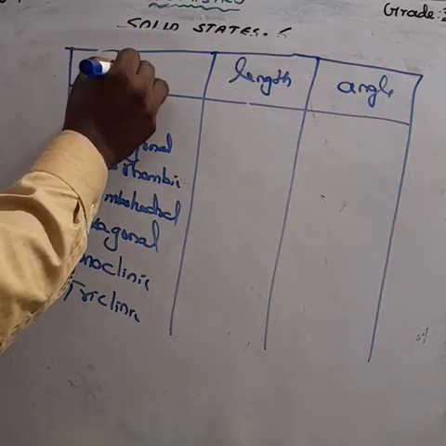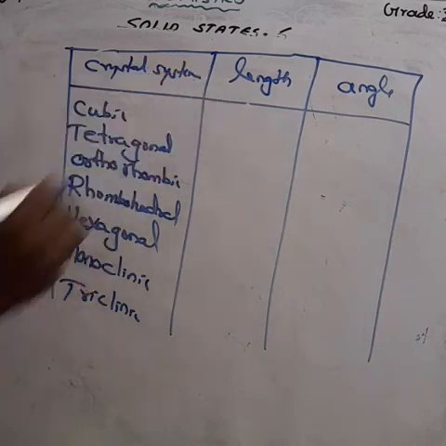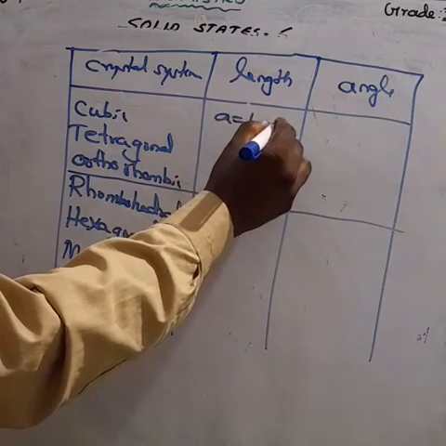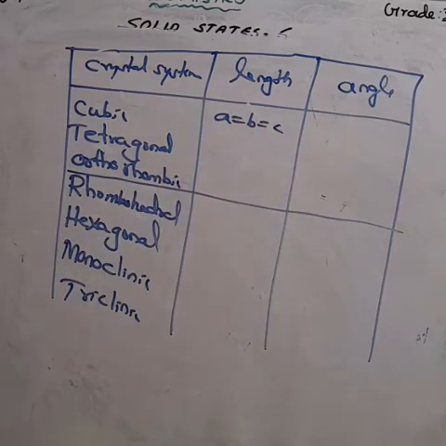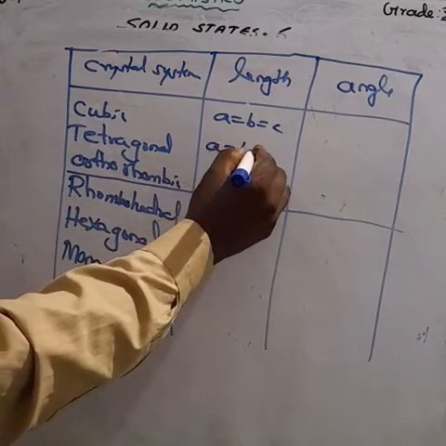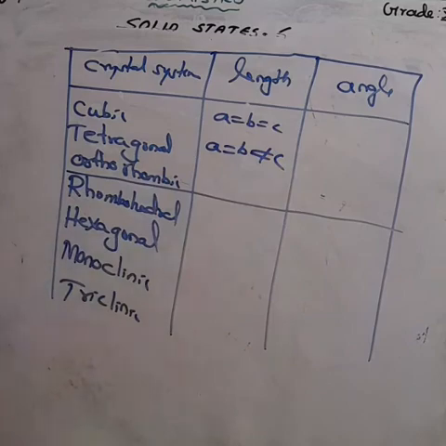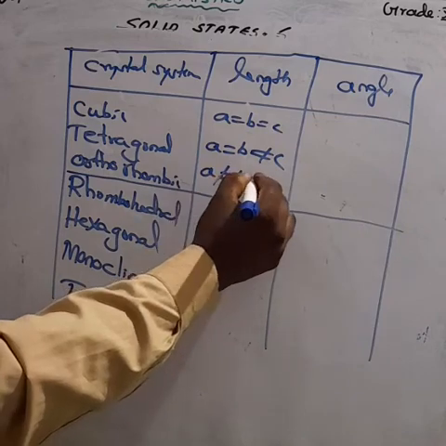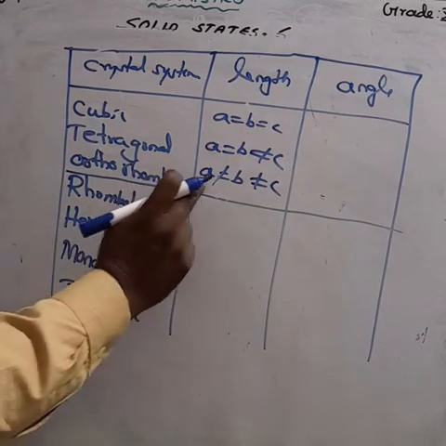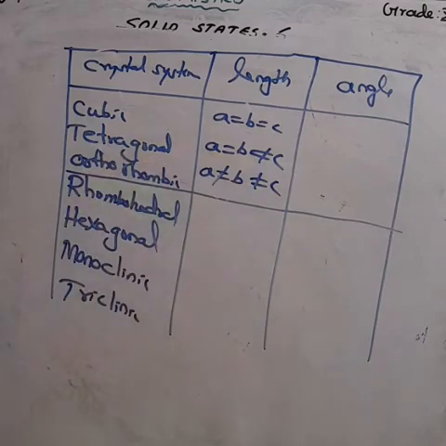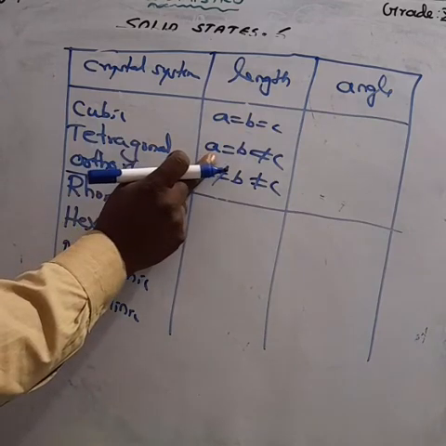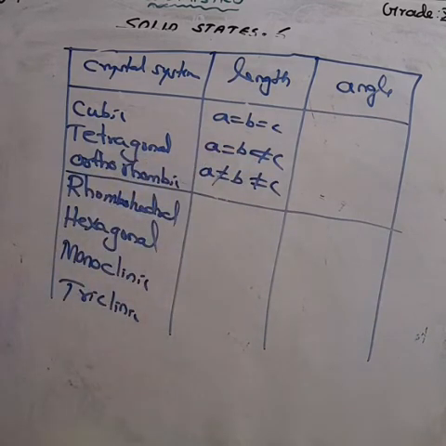Listen all of you, the first three you have to write like this. First one, cubic: A is equal to B, B is equal to C. Second one: A is equal to B, B is not equal to C. Clear? Third one: A is not equal to B, B is not equal to C.